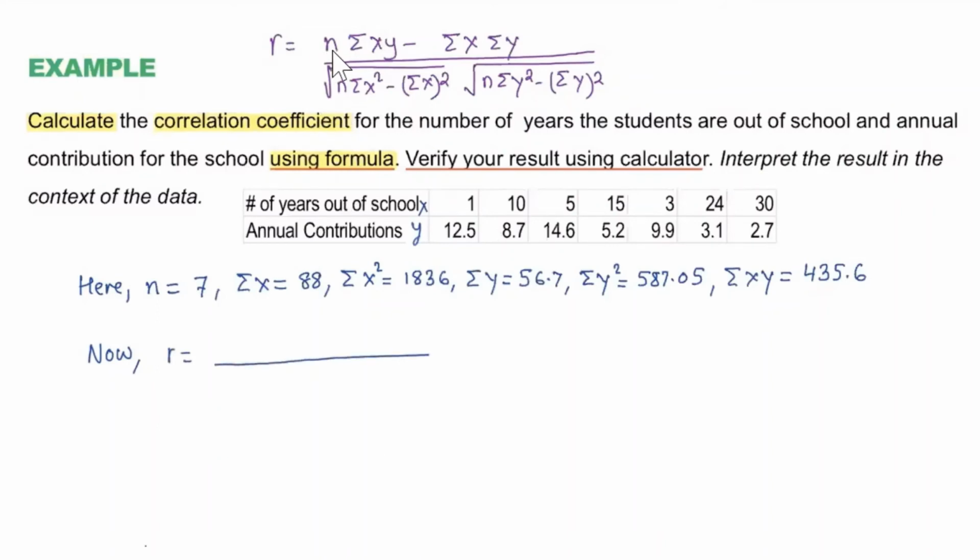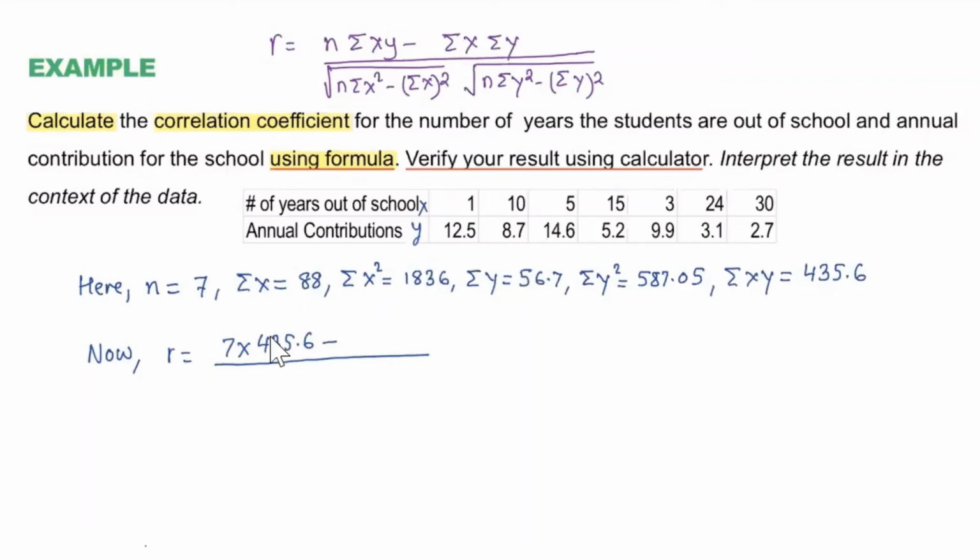See, this is your n. The value of n is 7. So 7 times, I can use that multiplication sign, 7 times the sum of x times y. Here we got that sum of x times y is 435.6. Make sure you write it down because we'll be looking at this expression when we type this in our calculator to get the result.